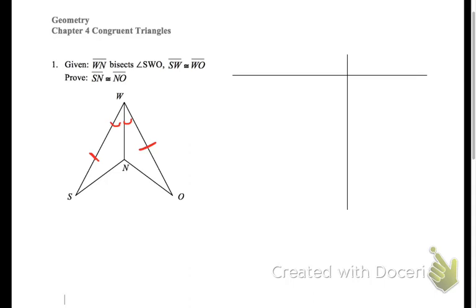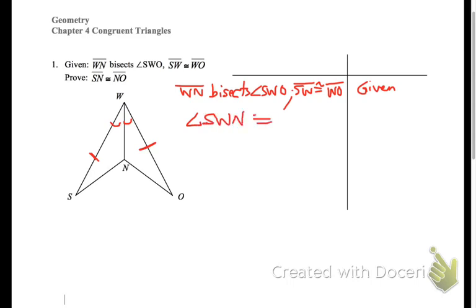So let's take our statements. WN bisects angle SWO and segment SW is congruent to segment WO. Of course, those are given. Always start with what's given. Well, let's do the bisecting first. The consequence of that is that angle SWN is now congruent to angle OWN, and that's by the definition of a bisector.